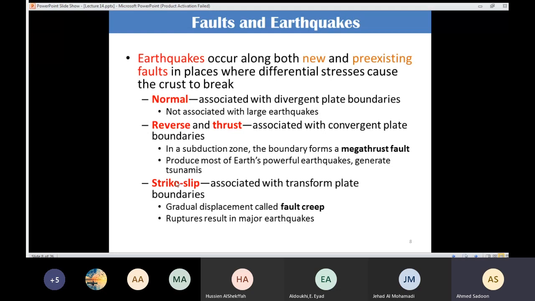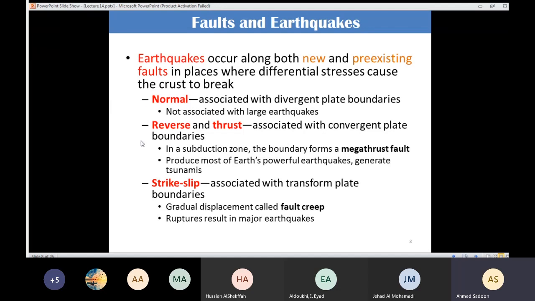And like you already know, the fault could be normal, and that is associated with the divergent plate boundaries. If it's divergent, that means we are going to have which type of stresses? Is it tensional stresses or compressional stresses? Tensional. And we need to know that normal faults are not associated with large earthquakes. So if I have a normal fault, I'm going to expect that the magnitude of the earthquake is not going to be large.